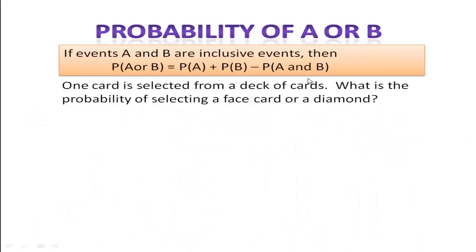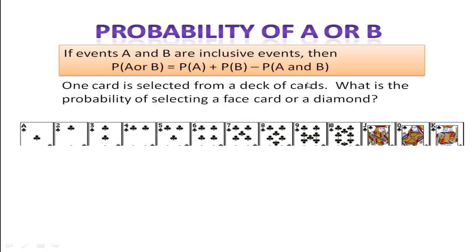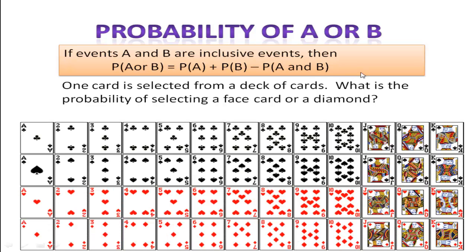One card is selected from a deck of cards. What is the probability of selecting a face card or a diamond? Here's my deck of cards. Remember, the face cards are the Jacks, Queens, and Kings.